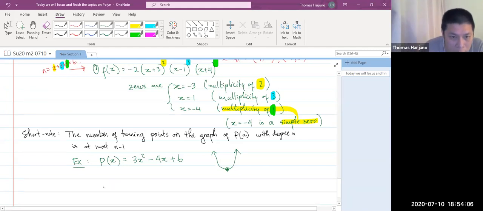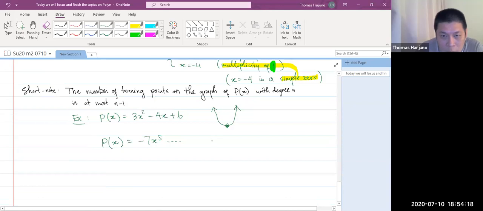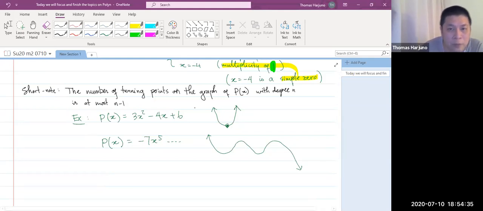Okay, now we can also have, let's say, P(x) equals the one we have earlier, negative 7x to the 5th, and so on. That's the degree of 5. So it may look like this. It's degree 5, so it's bottom to top or top to bottom. The leading coefficient is negative, so the far-end behavior will be positive infinity on the left-hand side, negative infinity on the right-hand side. Now it may have 5 zeros, 1, 2, 3, 4, 5, maybe.